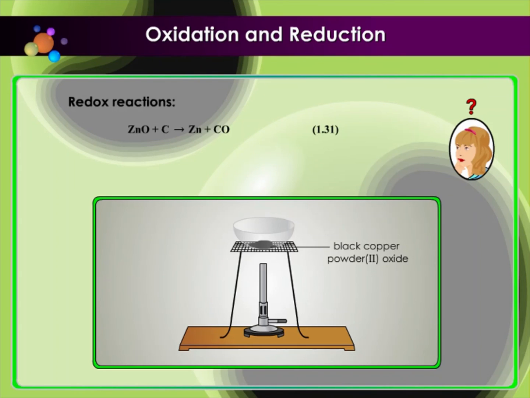In equation 1.31, carbon is oxidized to CO and ZnO is reduced to Zn. And in equation 1.32, HCl is oxidized to Cl2, whereas MnO2 is reduced to MnCl2.